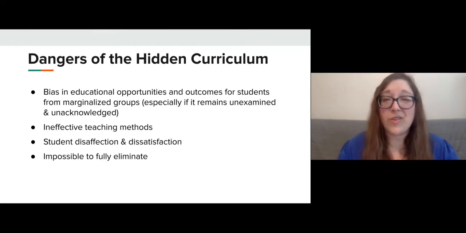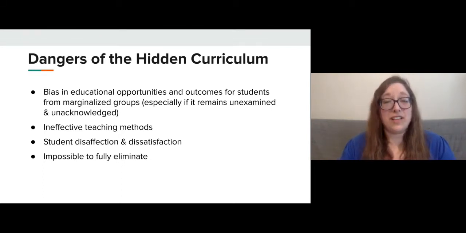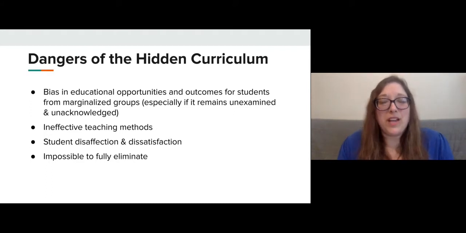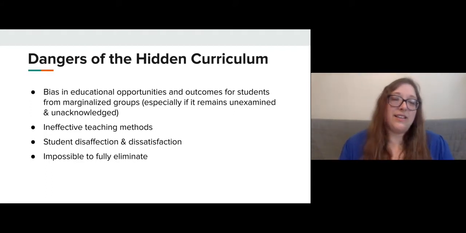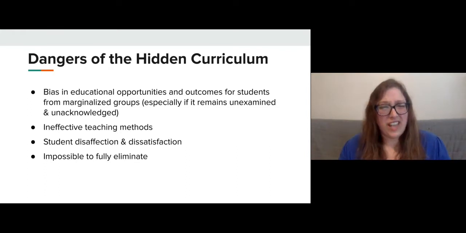The other thing that the hidden curriculum results in is ineffective teaching methods. If half of the class doesn't understand my expectations, the things that I'm trying to teach them, I'm not going to be able to teach them as effectively. This also results in student disaffection and dissatisfaction, where students start to feel like they've been left behind. I think we can all understand how that would be very dissatisfying and frustrating and lead to a lack of motivation.